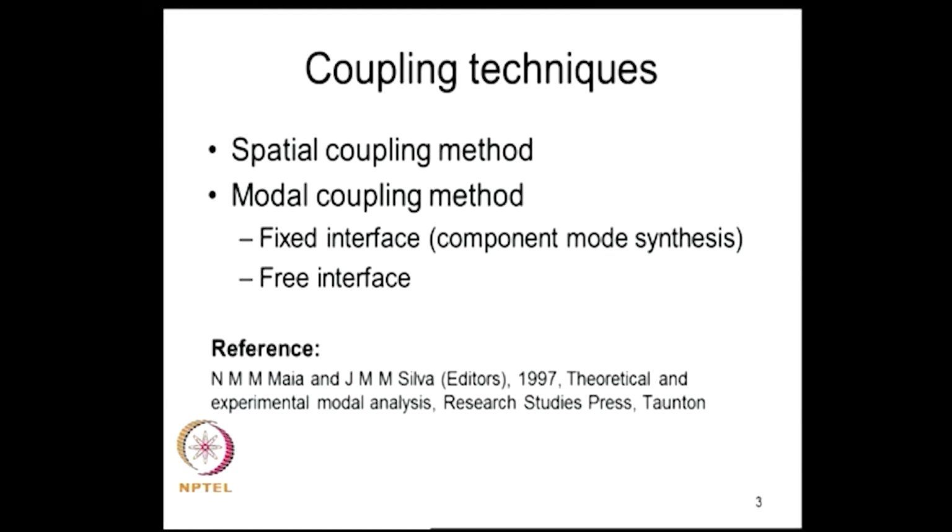So, the coupling techniques can be classified into two categories, spatial coupling method and modal coupling method. In modal coupling method, there are two further classifications, fixed interface and free interface. The main distinguishing feature of these two methods is that in modal coupling method, the coupling matrices are derived in terms of eigen solutions of the substructures, whereas in spatial coupling method the coupling matrices are derived in terms of the substructure structural matrices, mass, stiffness, damping matrices. So, there are no eigen solutions that one needs to compute if one is working with spatial coupling method.